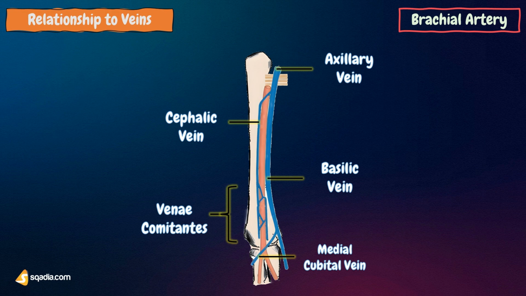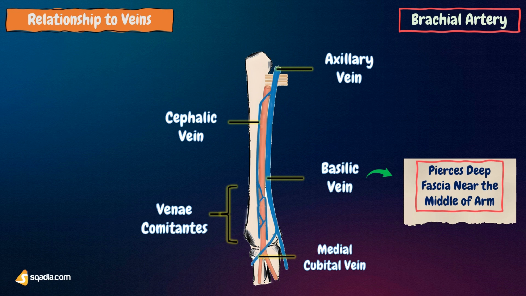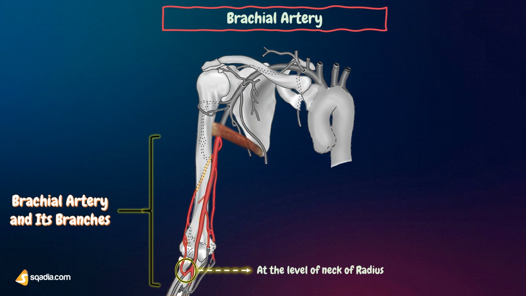The basilic vein comes to lie medial to the artery a little above the elbow, but is separated from it by deep fascia. The vein pierces the deep fascia near the middle of the arm and thereafter ascends in close company with the artery. At the upper end of the brachial artery, the venae comitantes join the basilic vein to form the axillary vein. Note that there is no brachial vein. The superficial veins of the arm are the ones responsible for the venous supply of the arm.